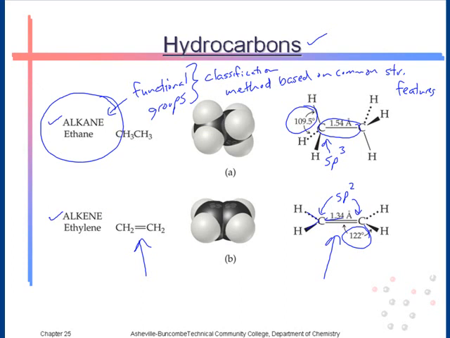A couple other hydrocarbons, and I guess maybe it goes without saying, but when you see the term hydrocarbon, what it's talking about is organic compounds that only have hydrogen and carbon. And there are 4 different ways that you're going to see that, and 2 of them are shown here, alkanes and alkenes, depending on single or double bond.